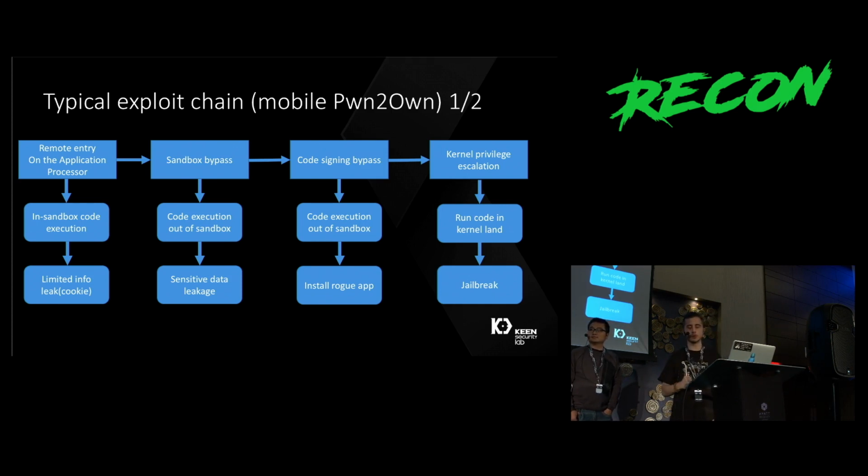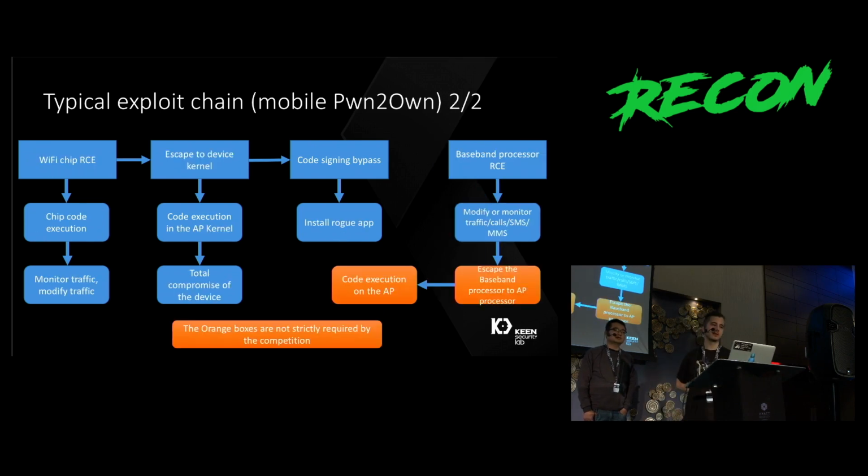where you can leak more sensitive data, such as the user photos or SMS or contacts. Then, if you want, you can chain a code sign bypass if you want to persist your exploit chain, or a kernel privilege escalation if you want to achieve kernel code execution and achieve jailbreak on iOS, basically.